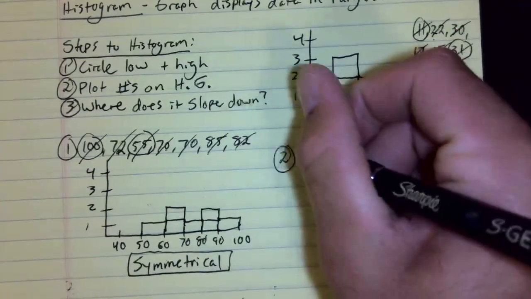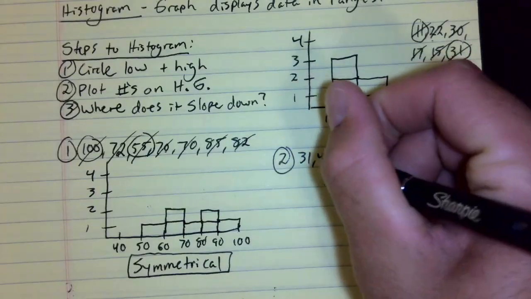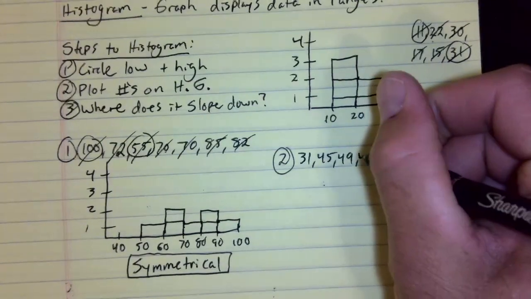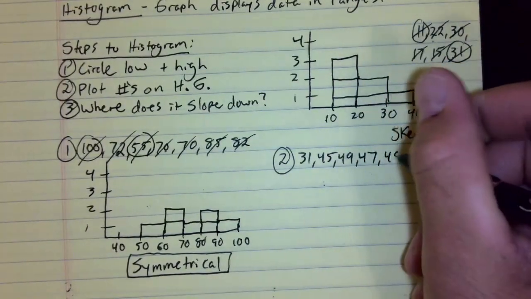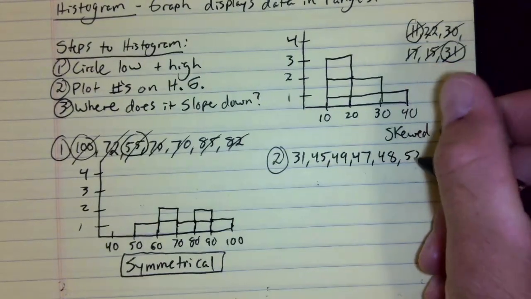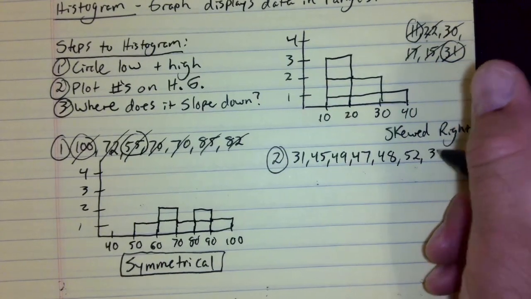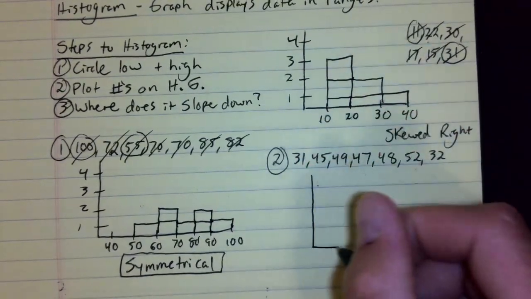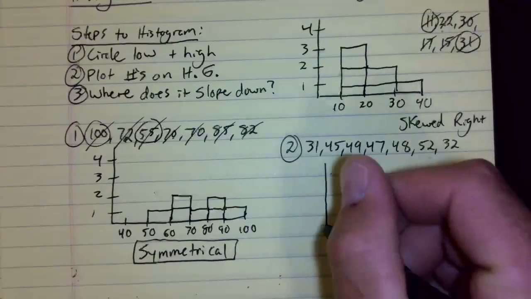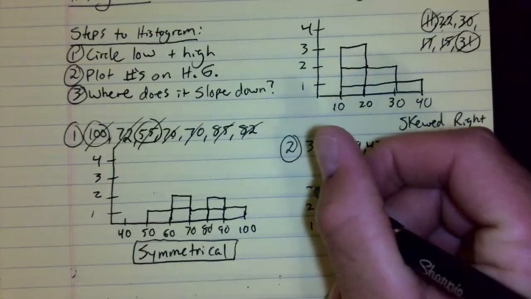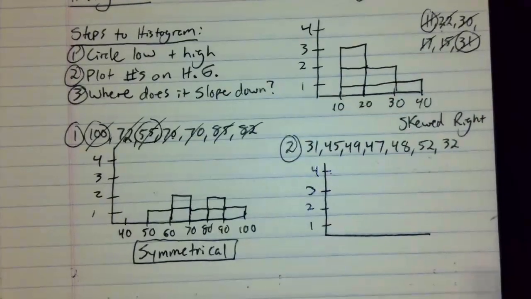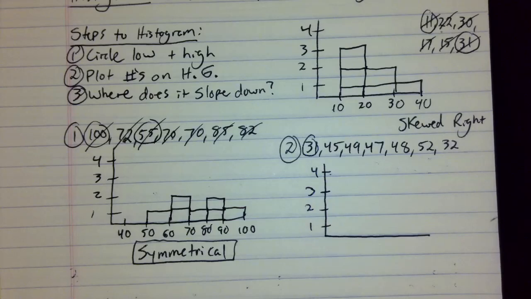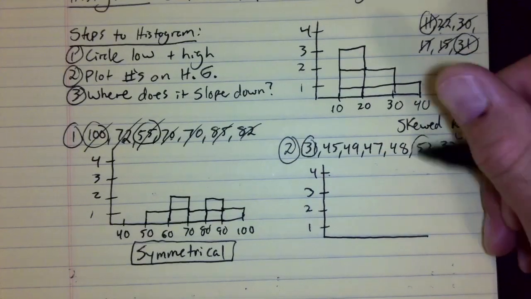Number 2 is 31, 45, 49, 47, 48, 52, and 32. So go ahead and start with your histogram on there. Just draw that out. And 1, 2, 3, and 4. Perfect. Circle your low, circle your high. Our low is obvious, that's 31. And then your high has to be 52 on there.